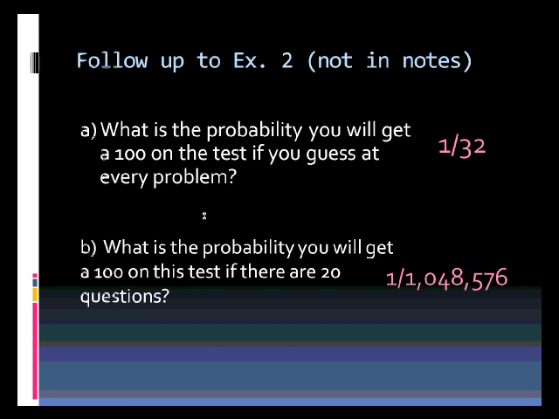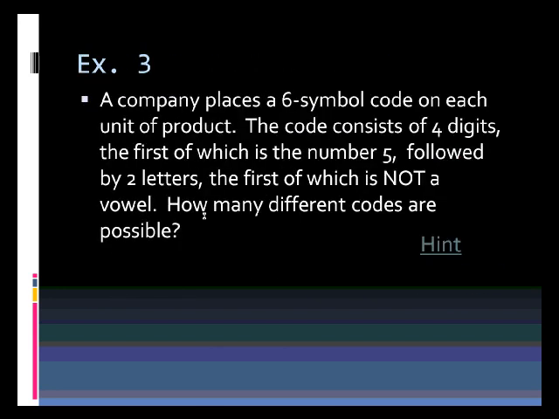Okay. Here we go. A company places a 6-symbol code on each unit of product. The code consists of 4 digits, the first of which is the number 5. Those 4 digits are followed by 2 letters, the first of which is not a vowel. Is Y a vowel? No, Y is not a vowel. A-E-I-O-U.